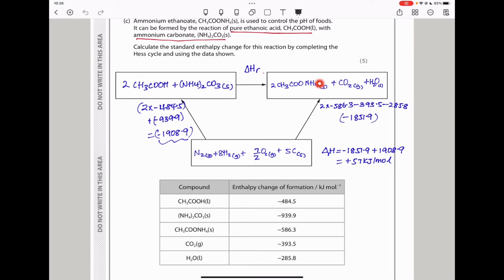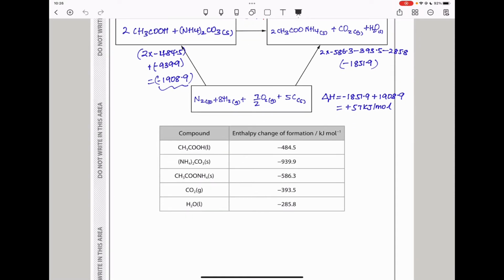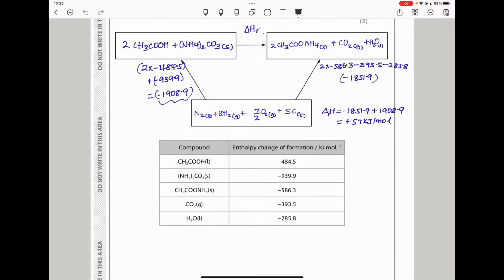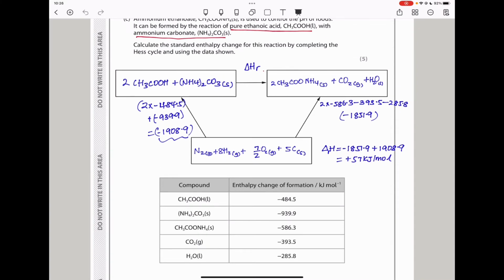Now to find this, I should reverse this and then use that as it is. So it should be positive 1908.9 minus 1851.9. That should give me the enthalpy change, which you can see here, and it's going to be positive 57 kilojoule per mole. That is my final answer. So you do that, you get 5 marks.